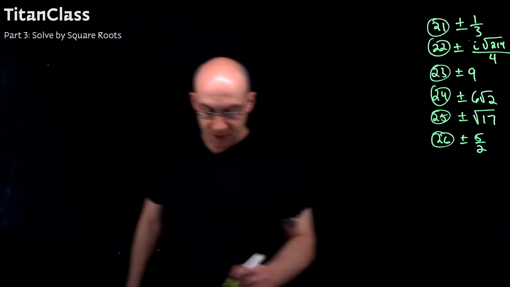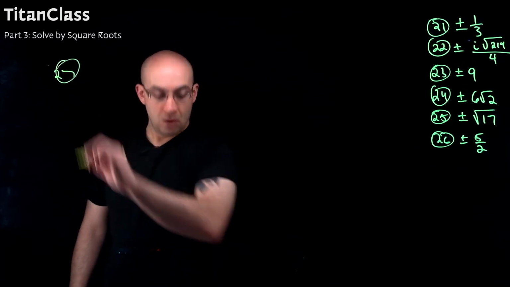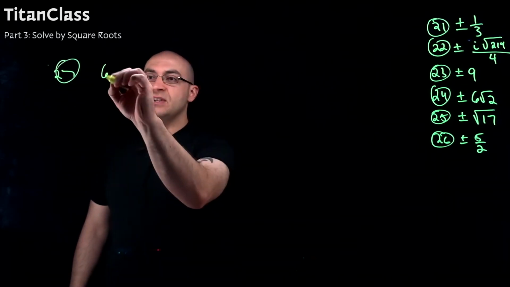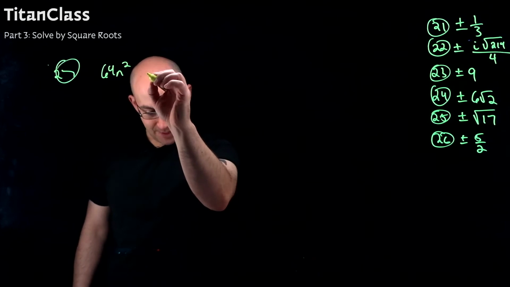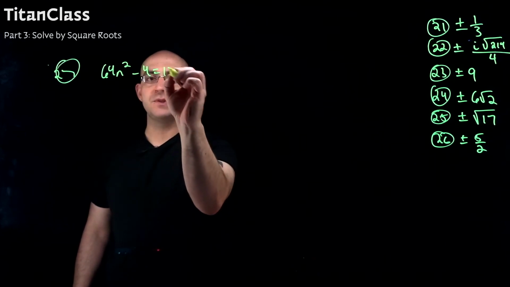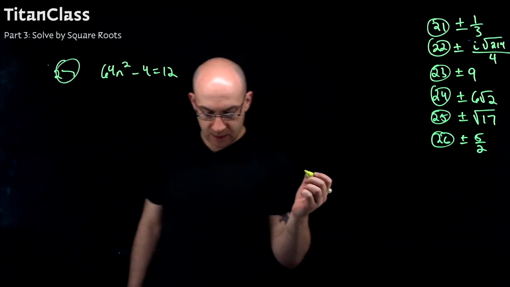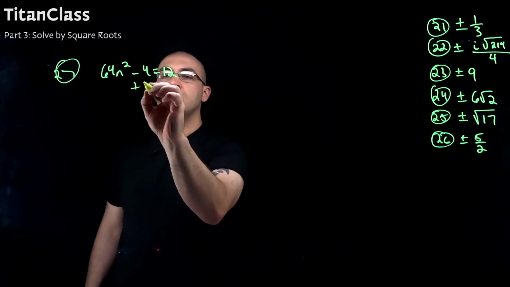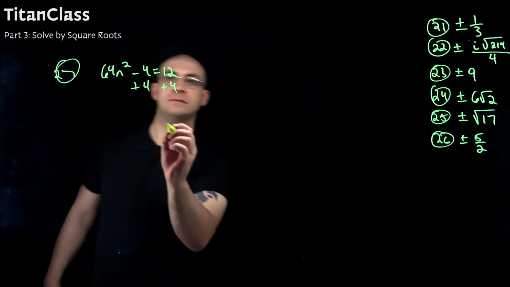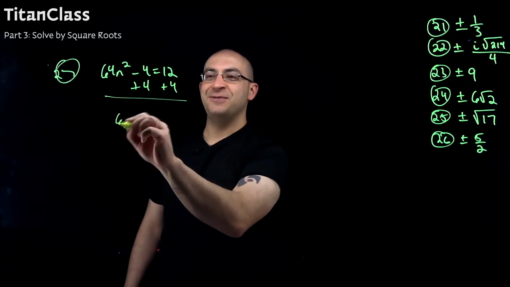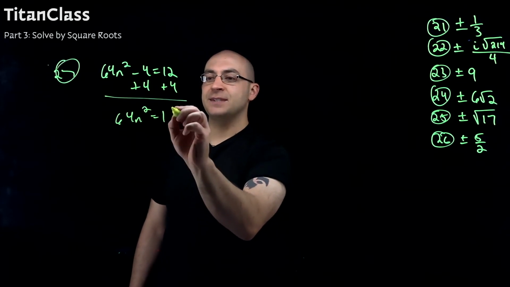All right, 27. That's an ugly 7, by the way. 64n squared minus 4 equals 12. We haven't had an imaginary in a while. We'll have to wait a little bit more for that. Add 4 to both sides. I don't know, my head's in the way. 64n squared equals 16.